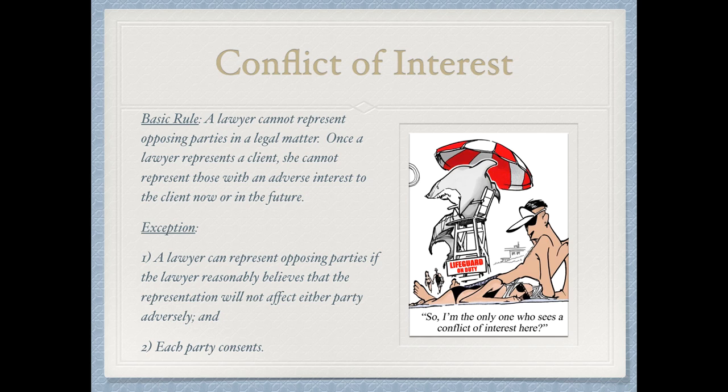A lawyer can represent opposing parties if the lawyer reasonably believes that the representation will not affect either party adversely. This sometimes happens in a real estate situation where you've got a buyer and a seller. Technically they have opposing interests, because the buyer wants to buy the property for as cheap as possible, and the seller wants to get the best possible price out of the buyer. So there's some conflict there.